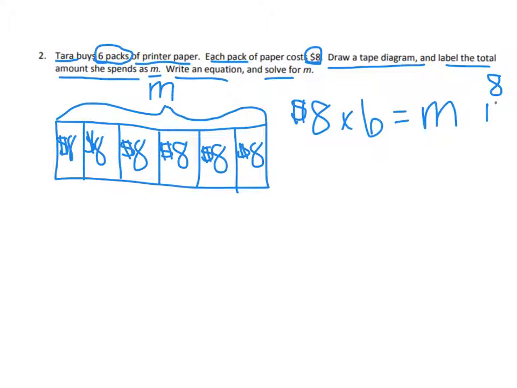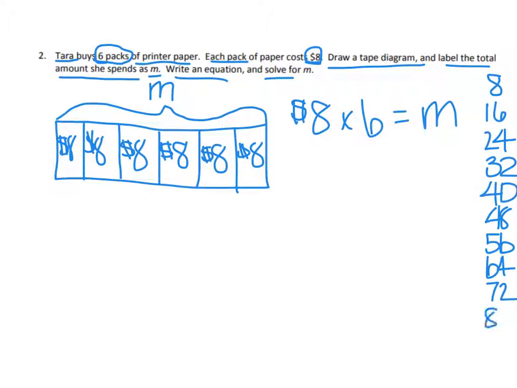8, 16, 24, 32, 40, 48, 56, 64, 72, and 80. So 8 6 times would be, here's 1, 2, 3, 4, 5, 6, 48. So M is equal to $48.